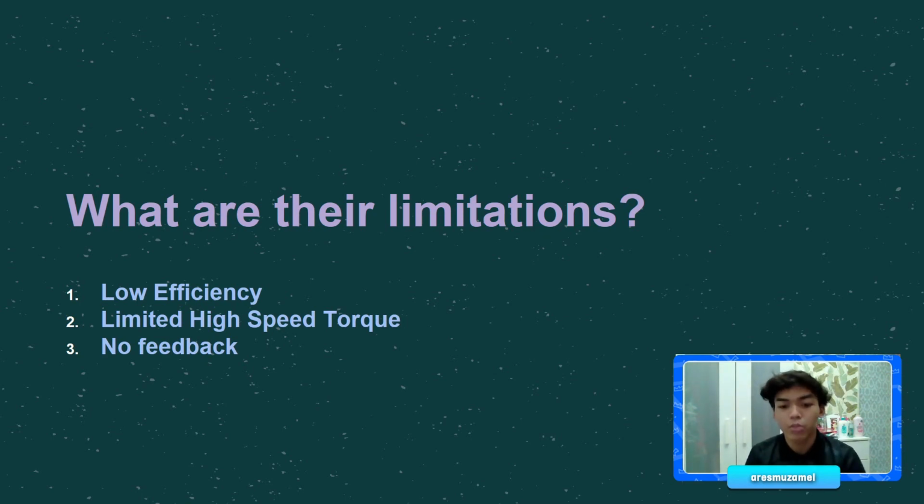And the last one is no feedback. Unlike servo motors, most steppers do not have integral feedback for position, although great precision can be achieved running open loop. Limit switches or home detectors are typically required for safety and to establish a reference position.